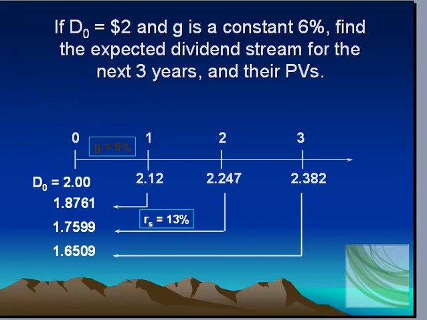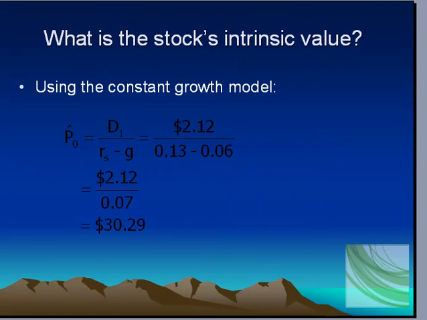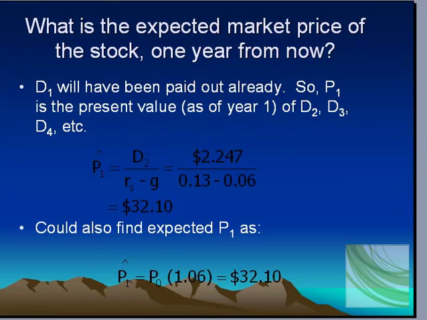is $83.33. Now if D0 equals 2 and g is constant, find the expected dividend stream for the next 3 years and their present value. That's essentially discounting to the present value. Your $2.12 for year 1 is the dividend grown by the growth percentage. You require a return of 13%, but it's already growing at 6%, so you divide by the 7% difference to determine the stock price. D1 will have to be paid out already, so P1 is the value at year 1. Then for D2, you can do the same for the next year, and you can figure out the value of the stock.